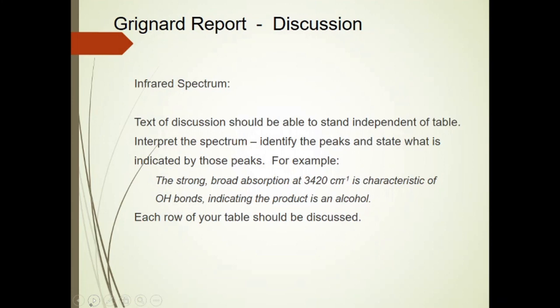For IR, it is often important to also talk about things that are not present, which might be if the reaction hadn't gone. For example, if your starting material was an aldehyde, the fact that you do not have a carbonyl peak is something that should probably be addressed.